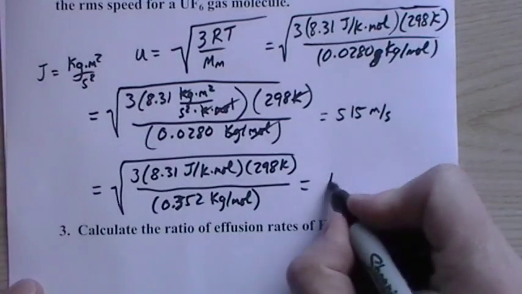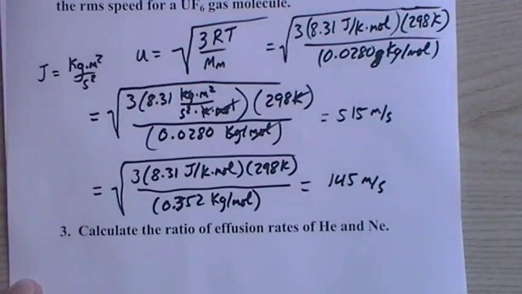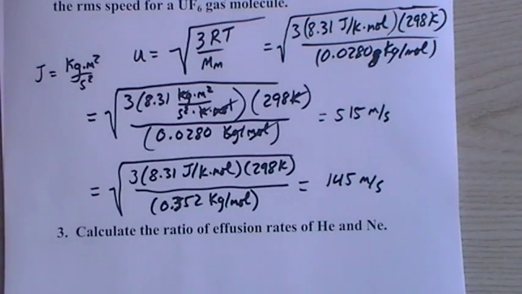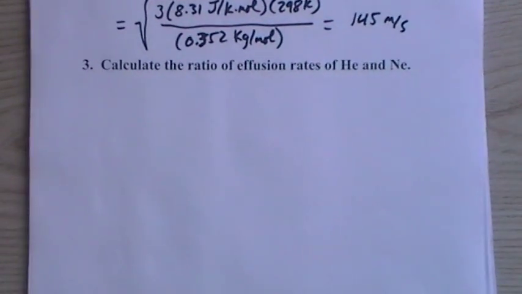And I get 145 meters per second. That seems reasonable. It's such a heavy molecule that it should travel slower, but that's still fairly fast. We're talking about it still bouncing back and forth across the room 10 times per second if it were allowed free reign, and there's essentially a vacuum inside the classroom otherwise.